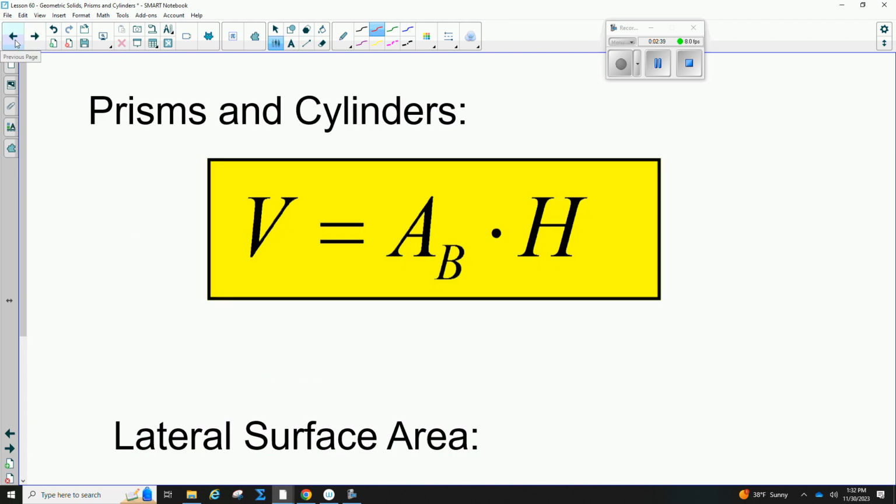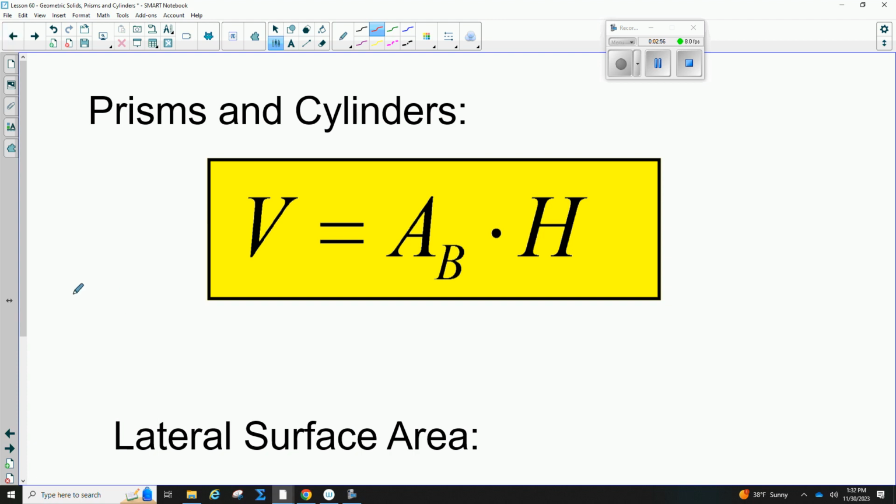Okay, in case you forgot, volume equals area of the base times the height. I'm pretty sure you know that, but we're going to review it with some other terminology today. All right, so volume, area of the base times the height. Only for prisms and cylinders, okay? Not for pyramids, not for cones, just prisms and cylinders.